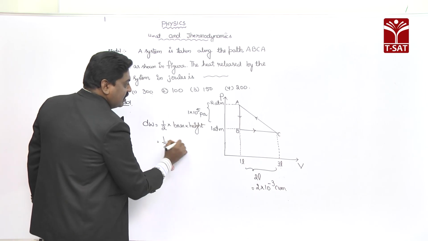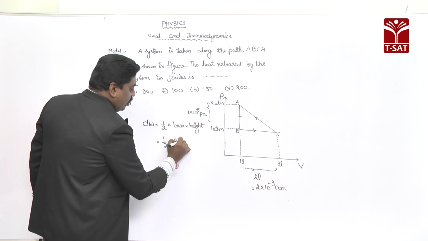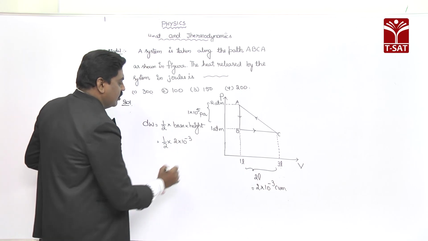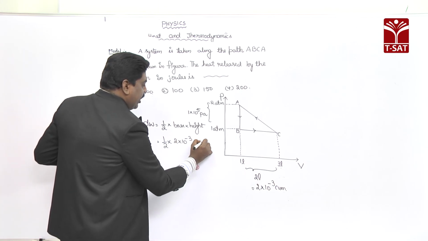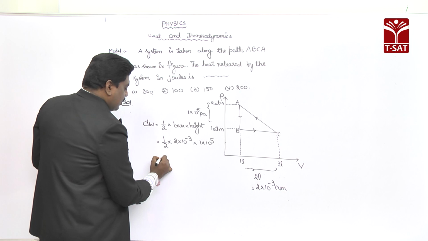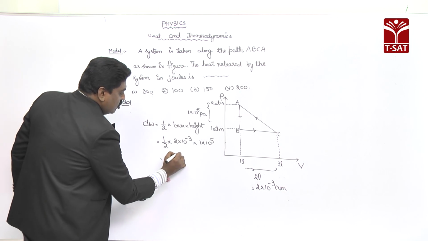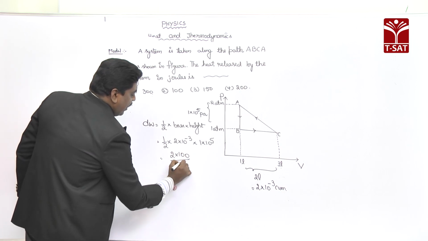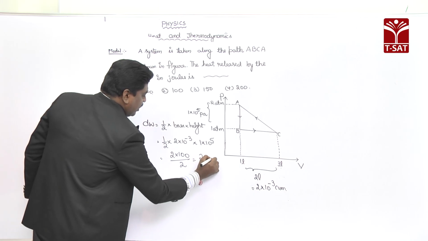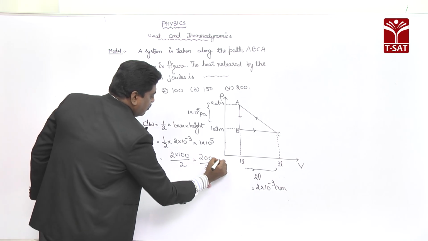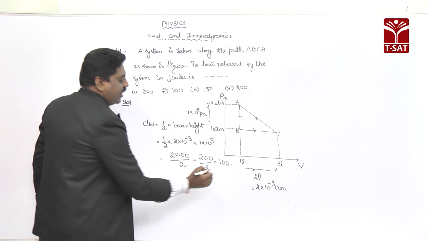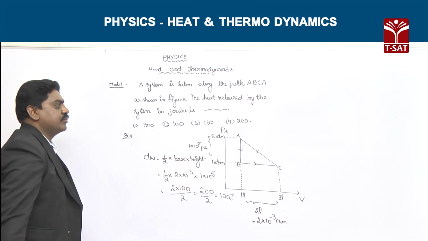Half into base is given as 2 into 10 to the power of minus 3, whereas height is given as 1 into 10 to the power of 5 pascals. So from which we get 2 into 100 by 2, which is 200 by 2, given as 100. The work done is 100 joules.